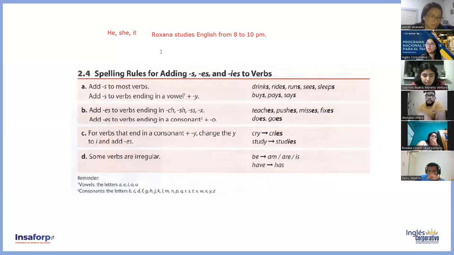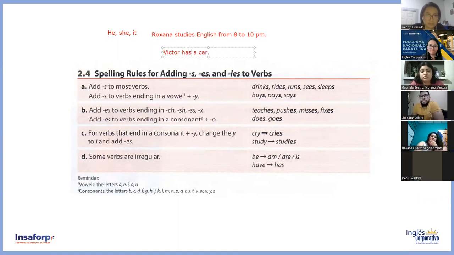Ok, gracias. Ok. Tomemos el ejemplo de has. Si yo quiero decir, por ejemplo, Victor have a car. ¿Estará bien si yo digo Victor have a car? No. No, porque Víctor es he, ¿verdad? Entonces puedo utilizar has. Yes, that is very important. Okay, no questions about this part.